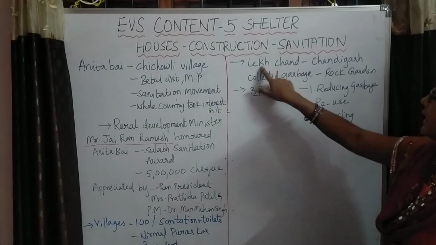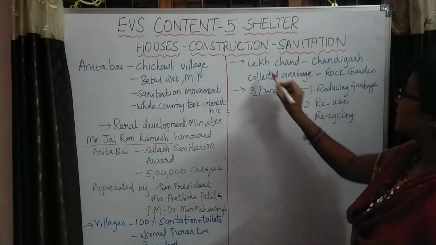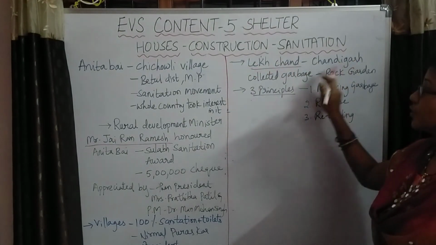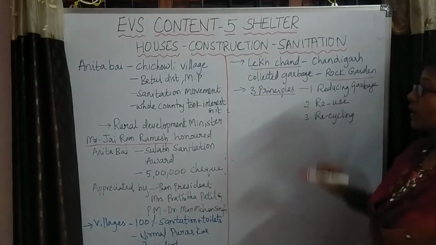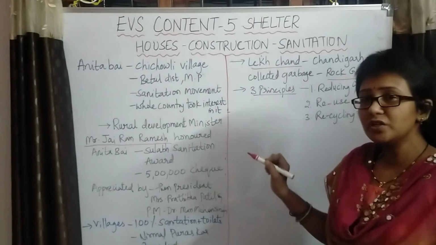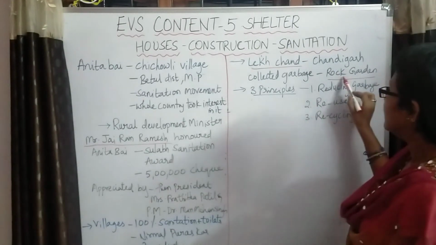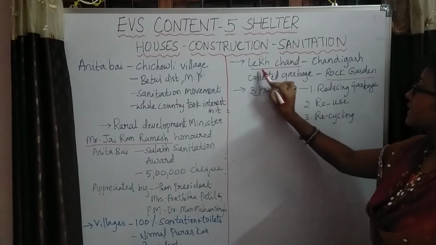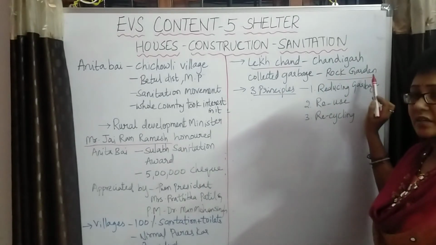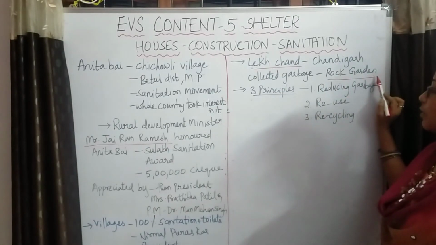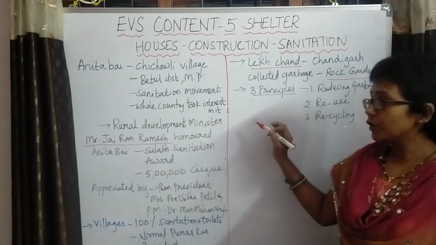Next, Lake Chand. Lake Chand is a person from Chandigarh. He collected all the garbage and constructed a rock garden. He used that garbage to construct a rock garden. So Lake Chand from Chandigarh collected the garbage and constructed the rock garden with the help of that garbage.